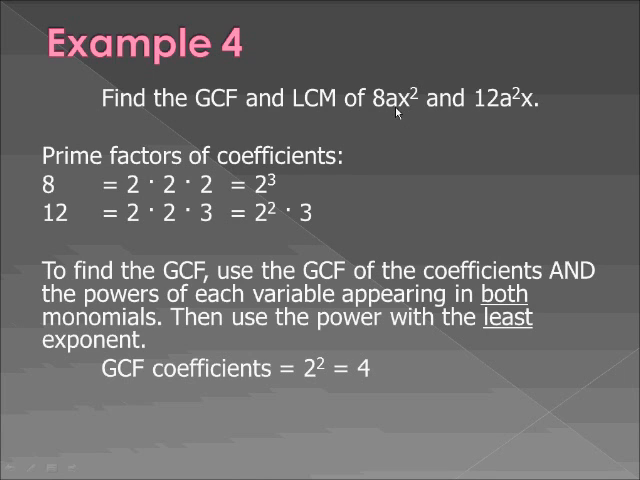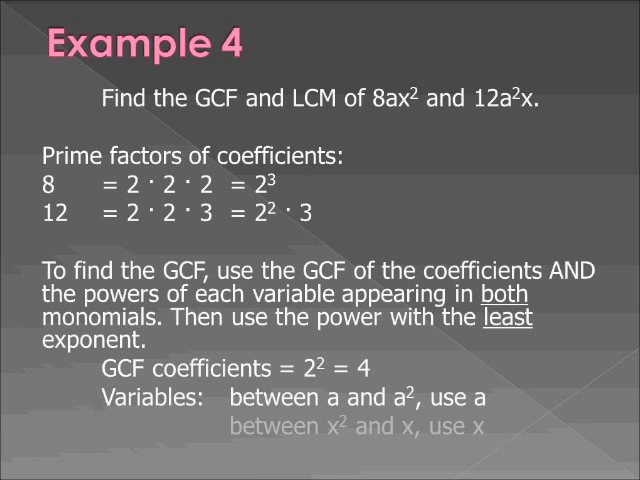The smallest exponent for a is 1, which is here. Comparing the x, the smallest exponent for x is here, also 1. So we have each variable appearing in both monomials, that's a and x, then the power with the least exponent, which in this case is a to the first and x to the first. So between a and a squared, we're going to use a because a to the first is a smaller exponent. Between x squared and x, we're going to use x because x is the smallest exponent.